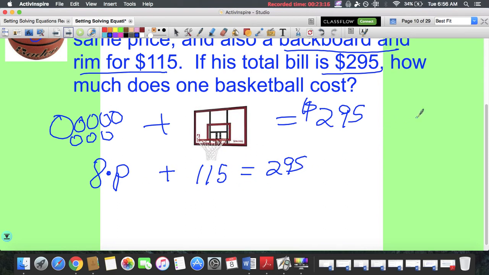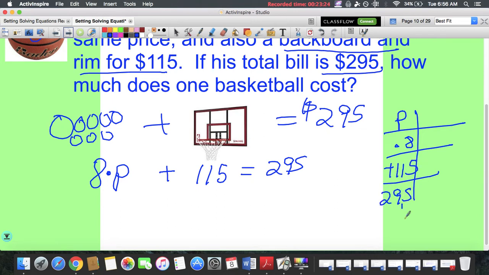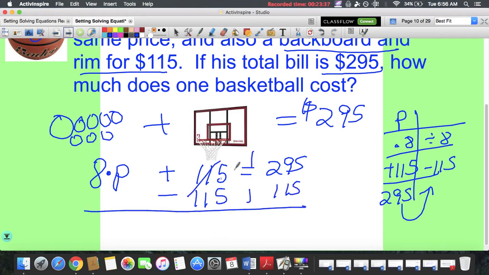So again, let's do our story. P times 8 plus 115 equals 295. Go backward is minus 115, divided by 8, and that should give us this answer. So first thing, minus 115 on this side and minus 115 on this side. This becomes 0. 8P comes down. And 295 minus 115 is 180.